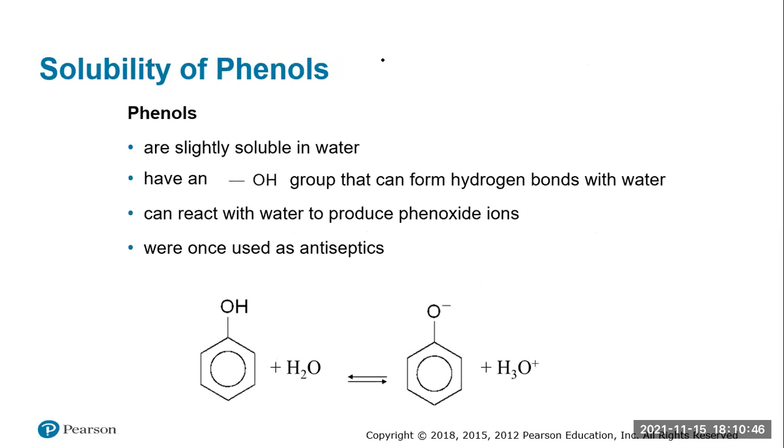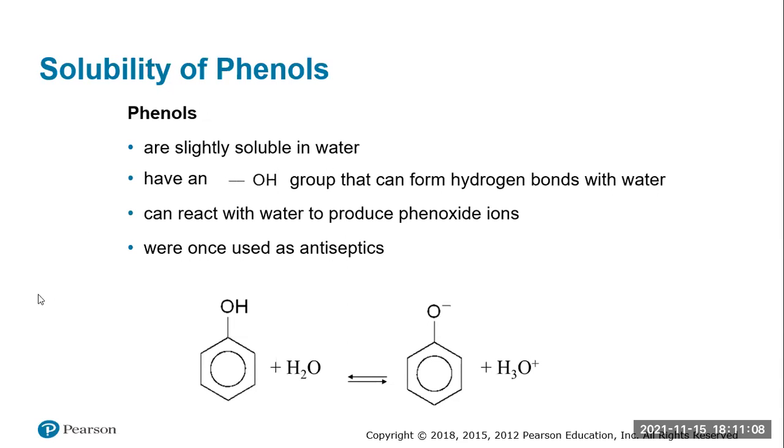Now, we also talked about phenols the other day as well. Phenols are basically benzene rings that have an OH group on it, a special class, if you will. They are slightly soluble in water because they do have the OH group. They can react with water to form a phenoxide ion.